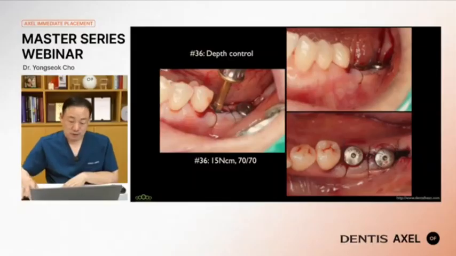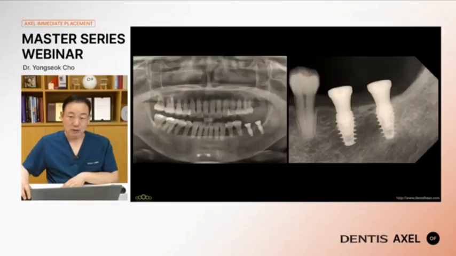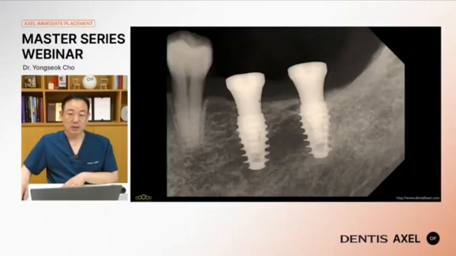Compare the previous radiograph image before the depth control. Look at 36. It is under the bone surface about 0.5 millimeter to 1 millimeter. After depth control, look here. It looks about 1.5 millimeter deep. Okay, I control depth enough, like this.